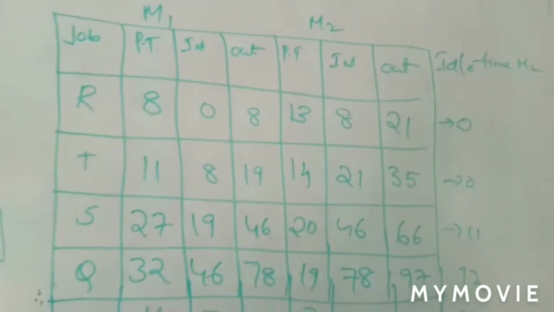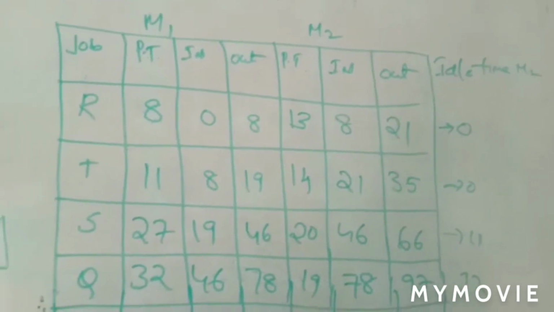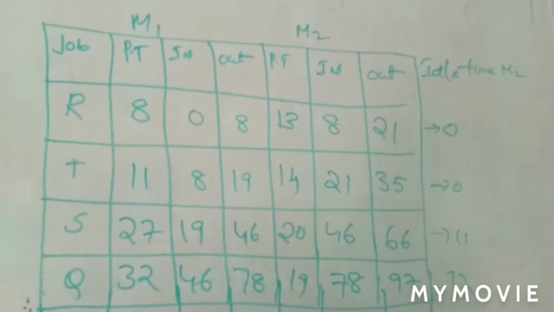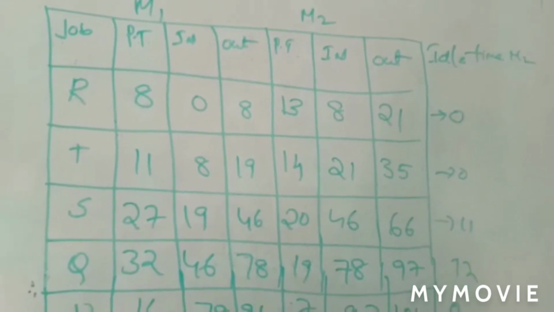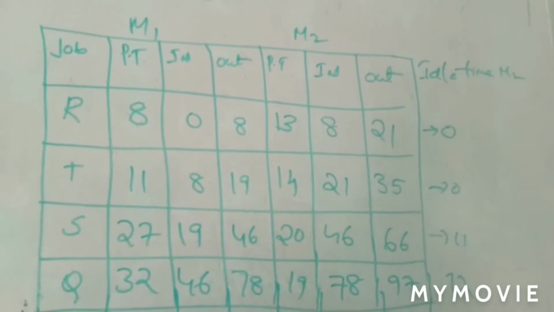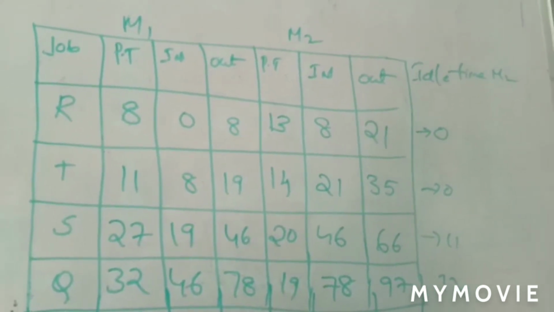So it is very, very important. Johnson's rule is generally applied whenever you have machine 1 and machine 2. Johnson's rule is applied for machine 1 and machine 2, and you calculate the idle time for machine 1 and machine 2 by using this rule.